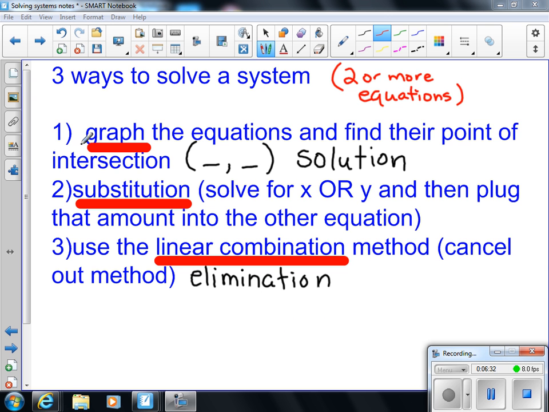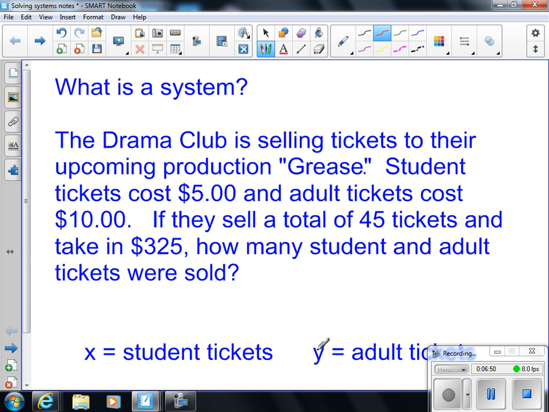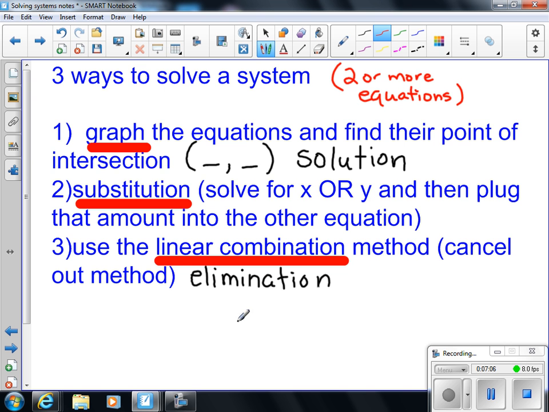Today we're going to look at just the first way, to graph the equations. When we graph two linear equations, where they cross or intersect, that ordered pair is going to be the solution. So in other words, thinking back at the problem we just had, how many student tickets did we need? Was it 25? So the ordered pair would have been 25, 20. That would have been our solution. And that's the method that we're going to look at for today.